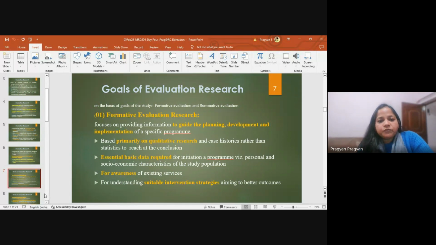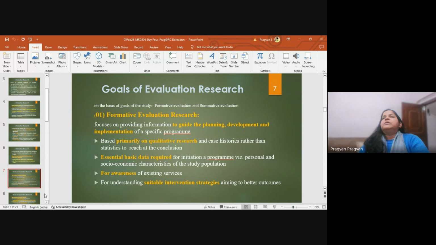So formative evaluation research design focuses on gathering as much information as you can. It has to be very wide in its dimensions. You can develop a very general understanding of the basic factors that can prove profitable in this particular development program. That is why essential data is required, because you are in the formulation stage, so you need all that basic data.